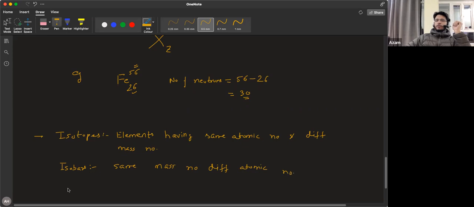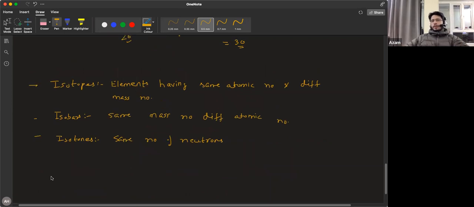And there's one more term in chemistry which is known as isotones. What are isotones? The elements whose nuclei have the same number of neutrons and different protons. So isotones have exactly the same number of neutrons. So we have isotopes, we have isobars, we have isotones.